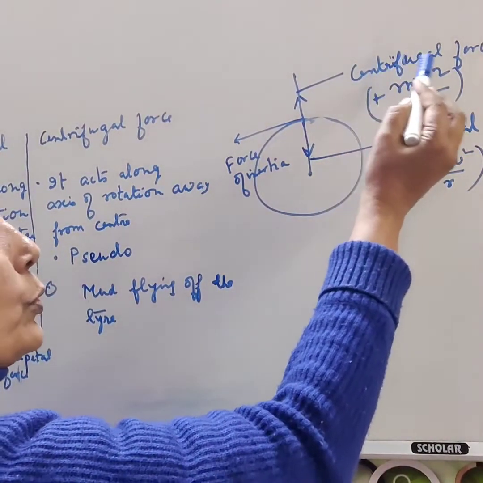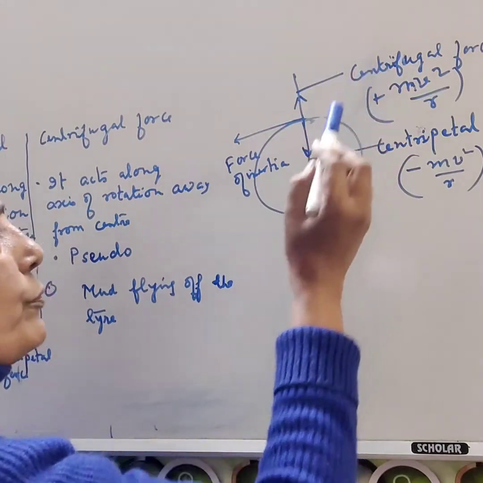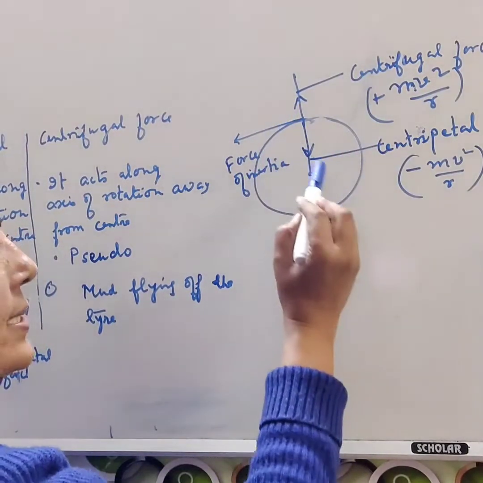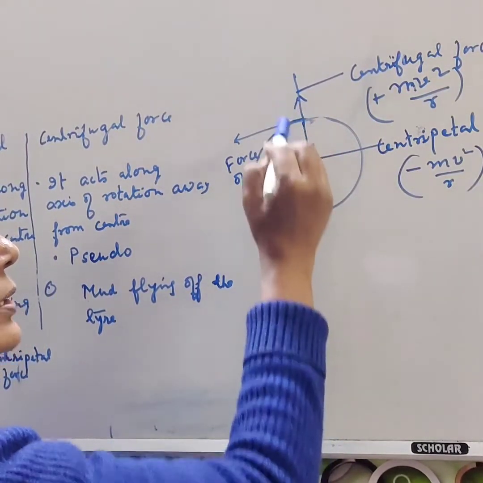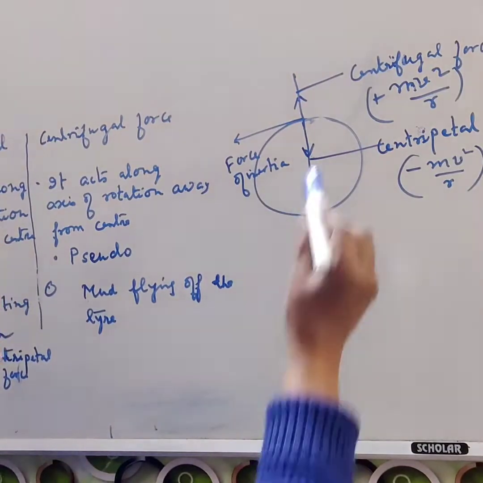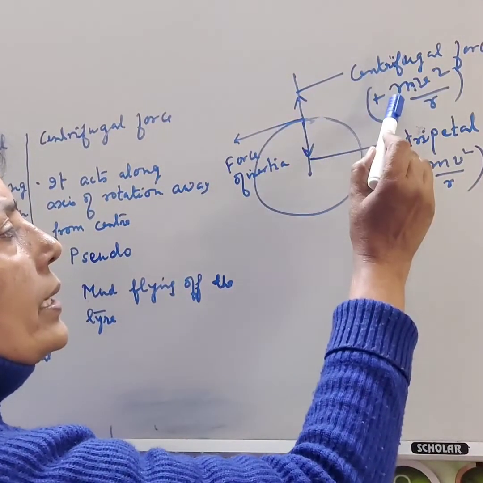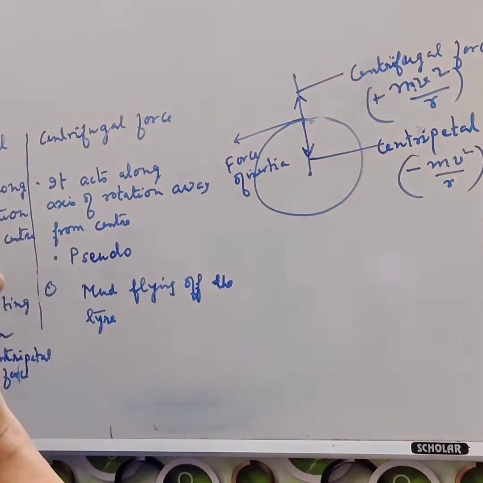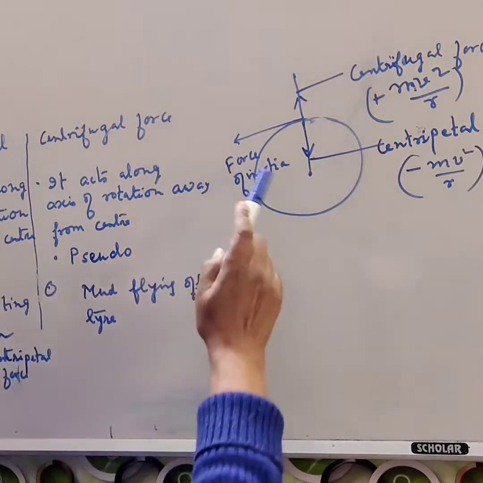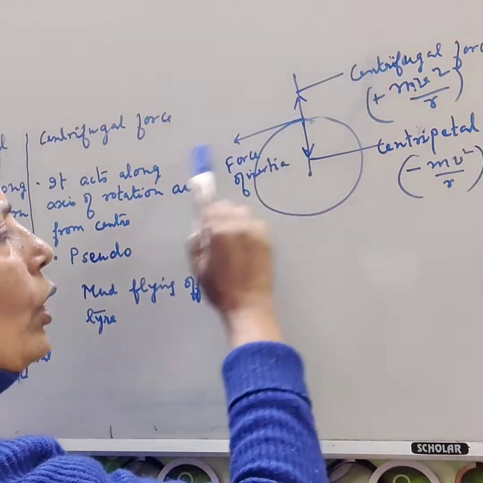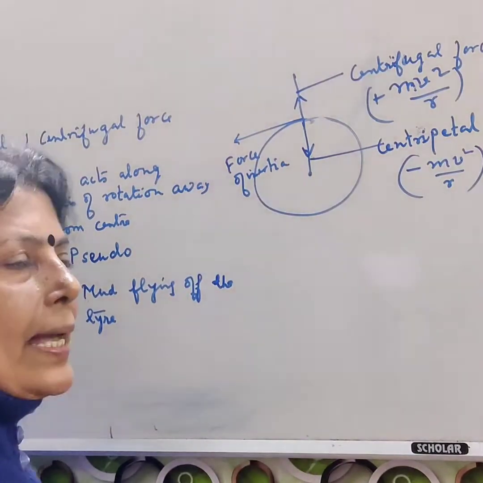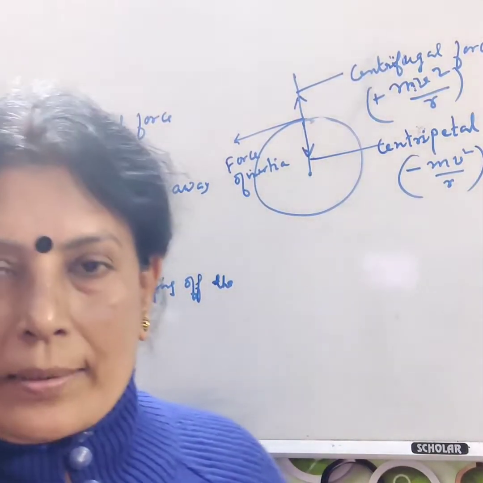What is centrifugal force? It is a pseudo force which always acts away from the center along the axis of rotation, and the mathematical value of this is mv square by r. And the third force, which is called force of inertia, always acts along the tangent of the circular path.